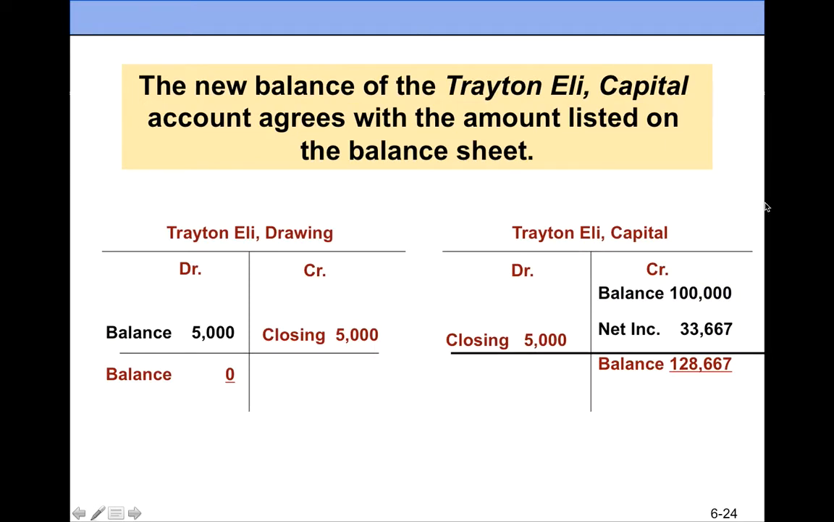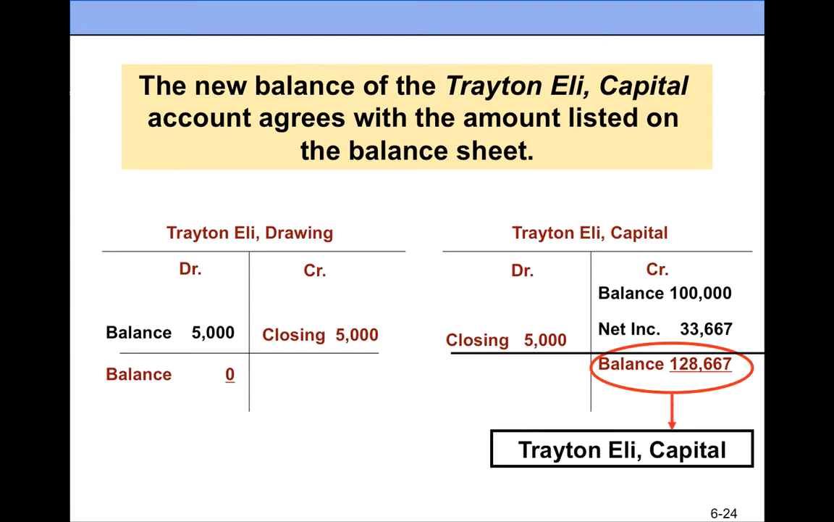So I would like you to look now at the updated capital. My beginning balance is $100,000. Think of this as your statement of owner's equity. You've already done it on the statement of owner's equity. Beginning balance of capital plus net income less withdrawals equals the ending balance. And this is the ending balance that we already reported on the balance sheet. And this will become my new beginning balance for the next accounting period.